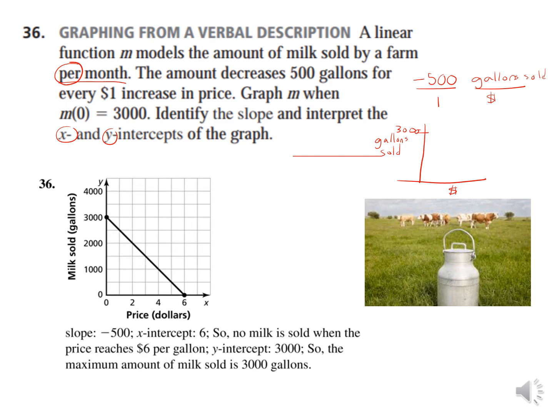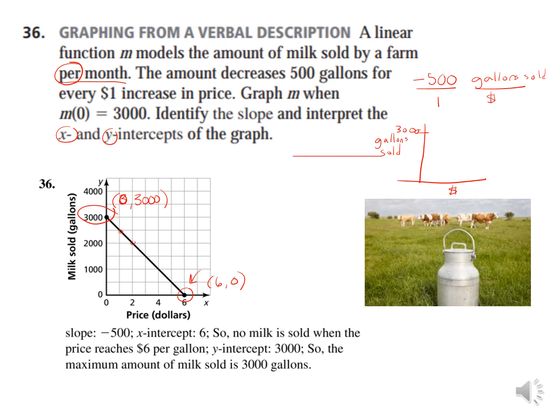Okay, so we know that our y-intercept is 3,000, and if we go down 500 over 1, down 500 over 1, and we keep going, we will end up at 6, okay, for the x-intercept. So our y-intercept is (0, 3,000), and our x-intercept is (6, 0). And they really don't make a lot of sense, but in the frame of this problem, they probably make sense to farmers. So it says no milk is sold when the price reaches $6 per gallon.